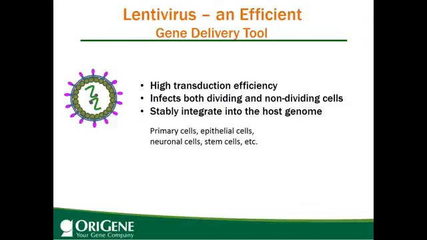So the cells listed here, primary cell, epithelial cell, neuronal cell, stem cells, are known to be difficult to deliver genes into by the traditional chemical-mediated transfection. So therefore, scientists have engineered lentivectors to deliver genes into those cells.